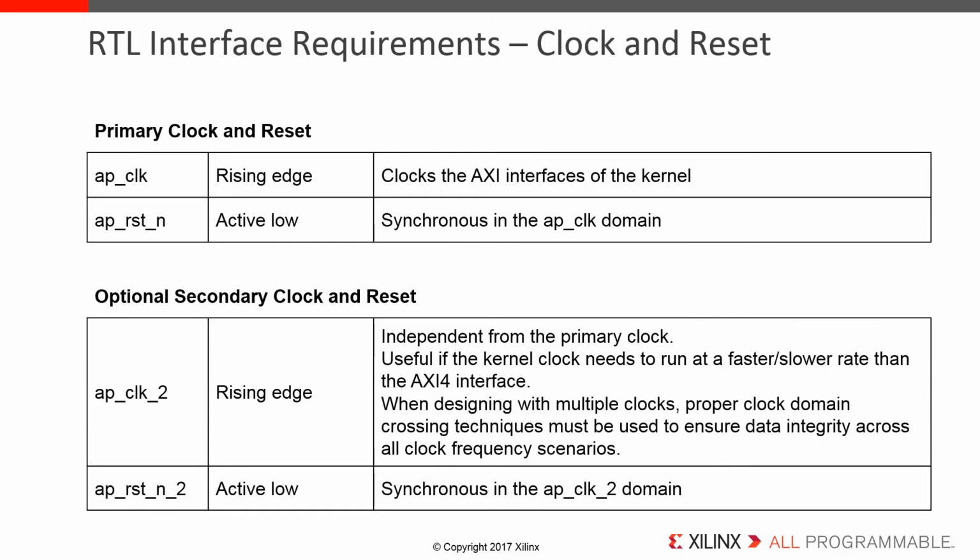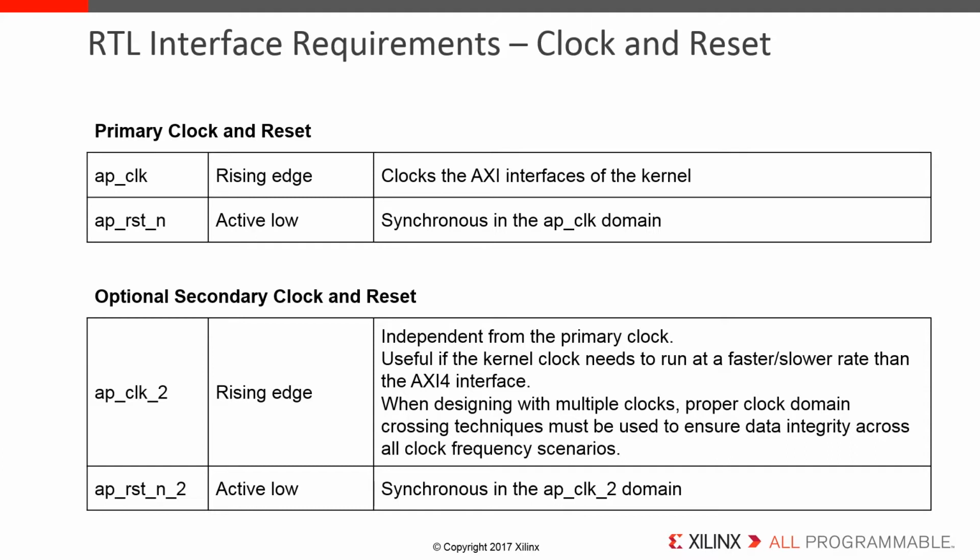The RTL kernel must have a primary clock and reset ports that match the names that are shown in the table. The AXI interfaces of the kernel are clocked by the rising edge of the clock, AP clock. The AP reset is an active low reset that is synchronous in the AP clock domain.